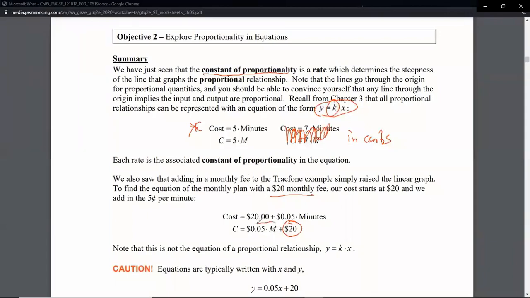So this 0.05 M is the same thing as this, except now our cost is in dollars. These 2 things are the same. It's just one is in cents and the other is in dollars. But then this is a total cost, so we're adding in that fixed fee, that flat fee we pay every month of the $20. So this 0.05 M, that's our variable amount, and then the 20 is our fixed amount. And as always, our variable amount needs a variable next to it.